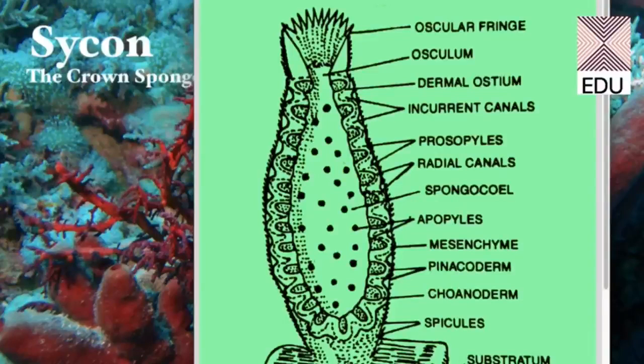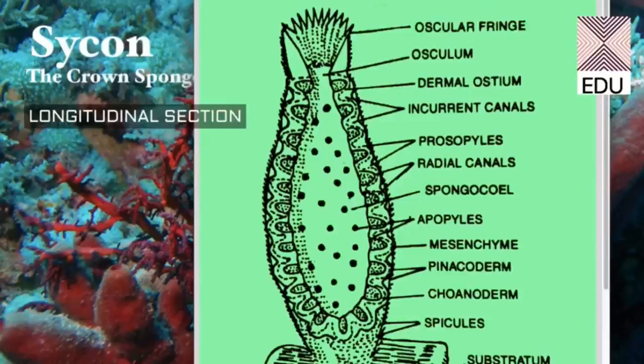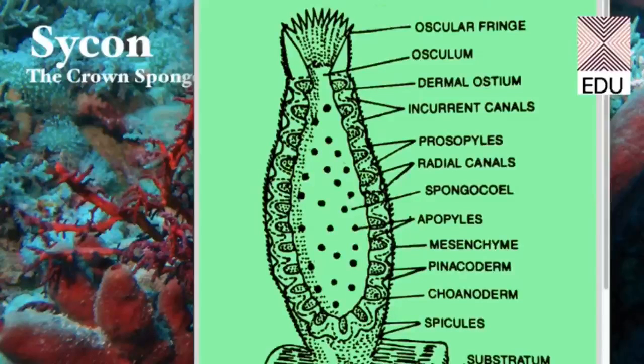Now students, this particular diagram is the LS of a single cylinder of Sycon. What we know about this cylinder: at the very base we have the substratum. Now this is the base. The cylinder has numerous spicules which are coming out of the cylinder. These are all for protection. So these are the spicules. At the tip we had long spicules which were forming the crown, but in the whole body of the Sycon we also have numerous spicules, the needle-like structures.